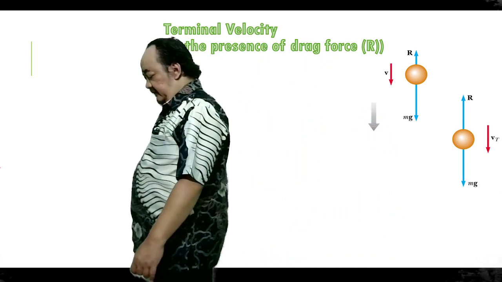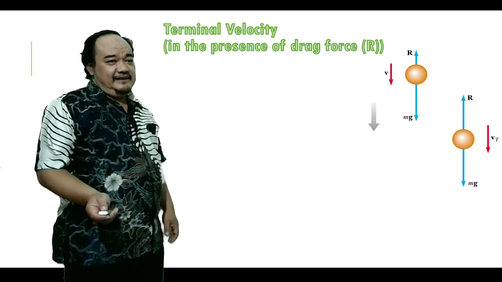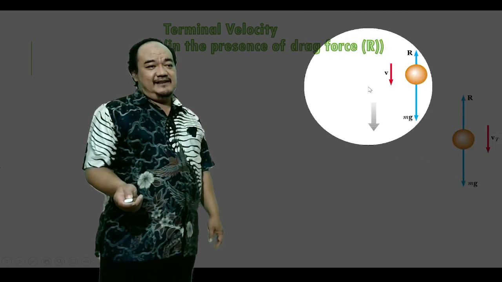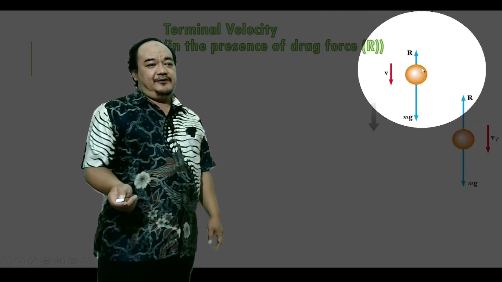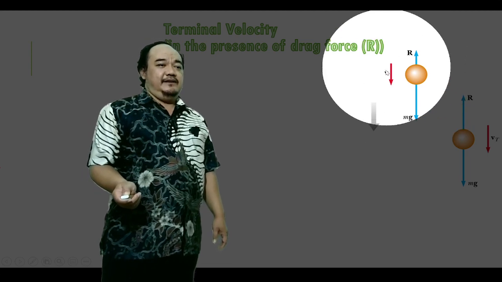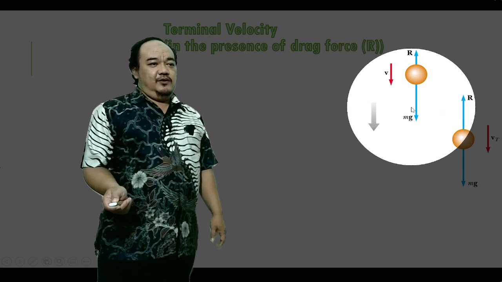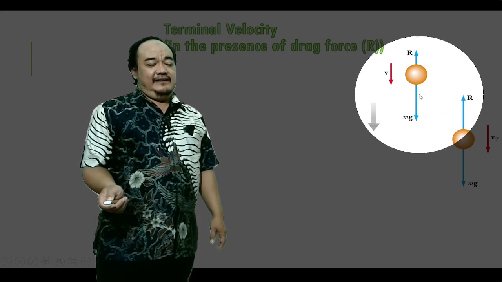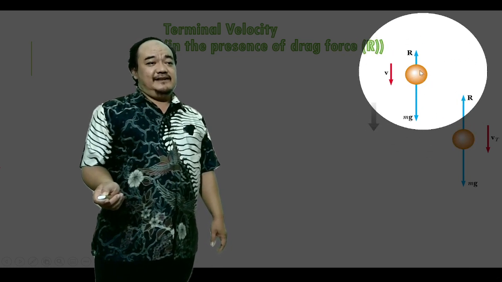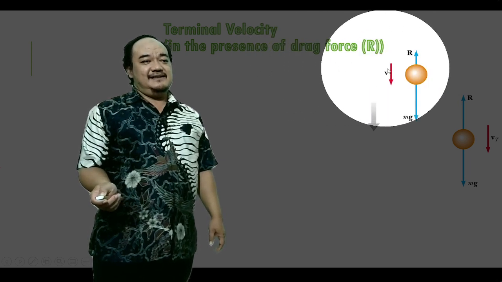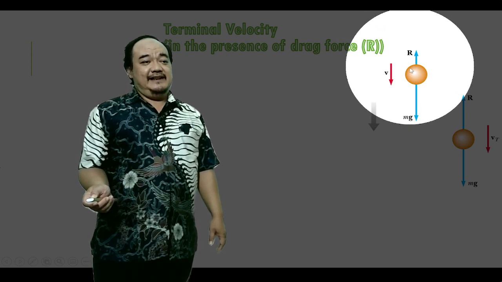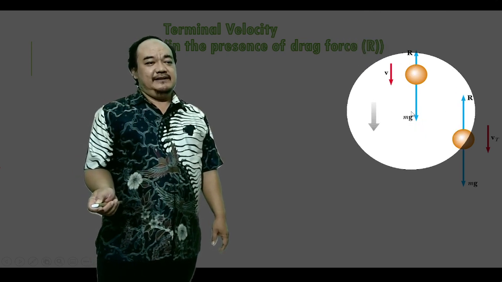Now please look at this figure. This is the free body diagram of the free falling object when the air resistance is embraced. The direction of the weight or gravity force is downward, and the direction of drag force or air resistance is against the gravity force. So the direction is opposite with the gravity force.